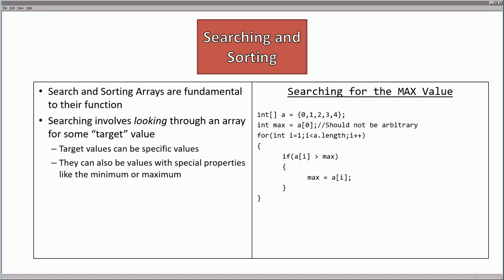These are just two ways that we can search for values. Either we're looking for a specific value, or we're looking for a value that has a special property, like a maximum or a minimum value.